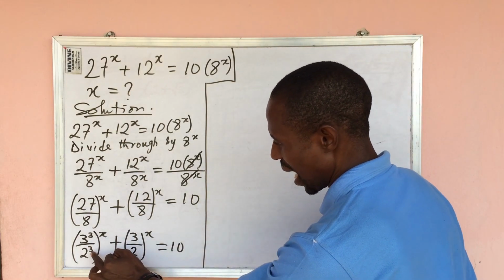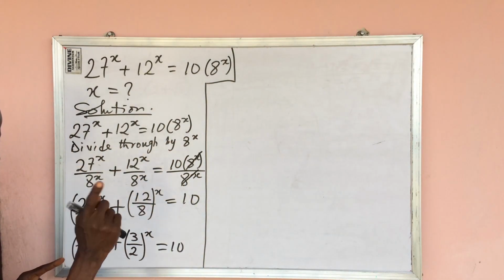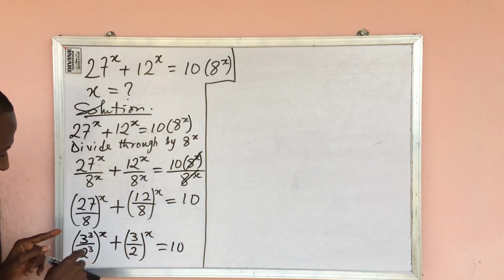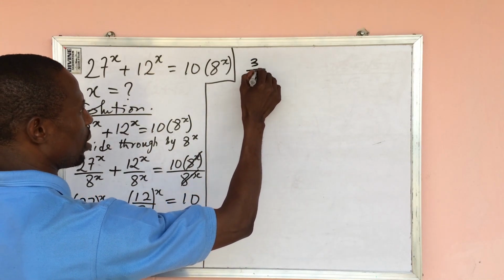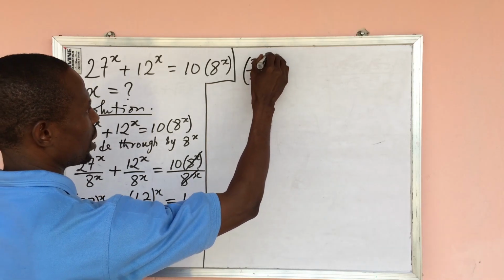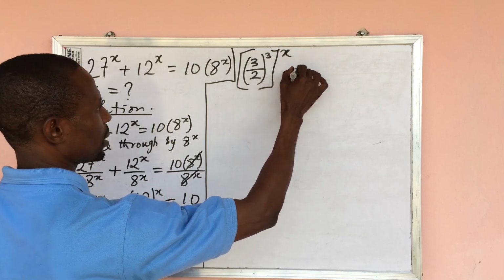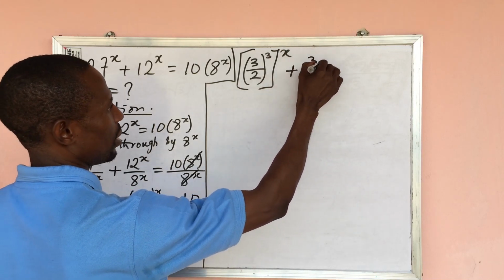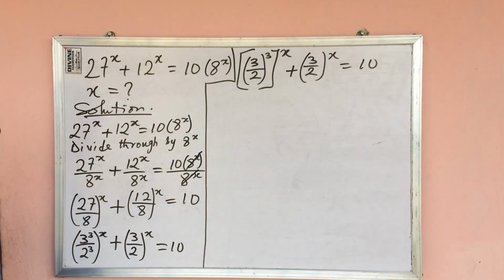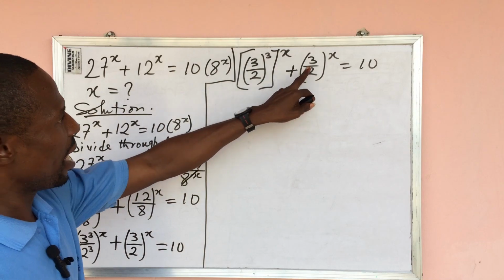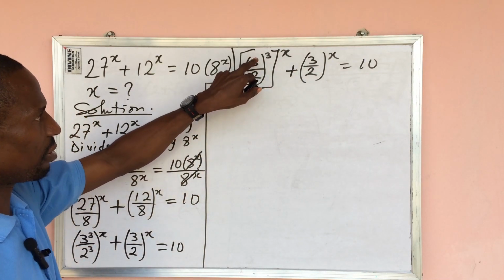Now, look at the expression we have here. If we apply the first rule of indices, this can be expressed as 3 all over 2, all to the power of 3, all to the power of x, plus 3 all over 2, all to the power of x, equal to 10. Good. Now, we are having 3 all over 2 to the power of x. We want to bring out 3 all over 2 to the power of x here.